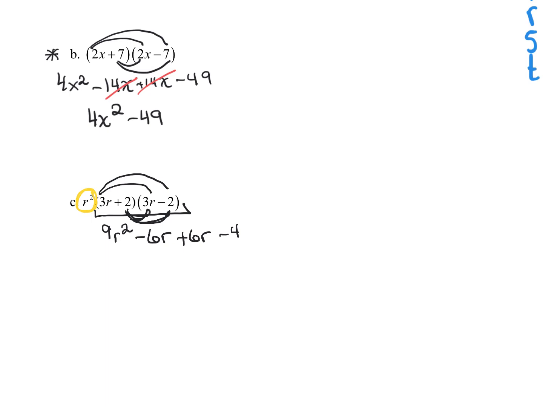I'm not going to forget about that circled r squared, but first I'm going to combine like terms. So I get 9r squared minus 4. And then I'm going to drop down my r squared. So this r squared has to get distributed in like this. So you're going to get 9r to the 4th minus 4r squared.